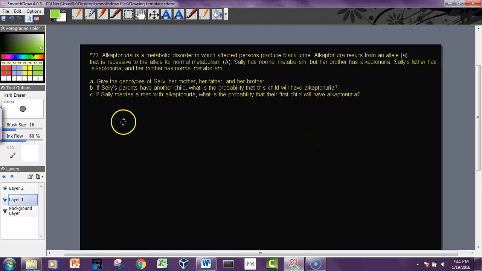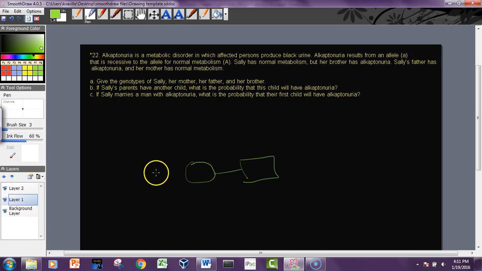Alkaptonuria is a metabolic disorder in which affected persons produce black urine. And so it's an enzyme. If you're defective with this enzyme, you get black urine. So alkaptonuria results from allele little a, so that's recessive to the normal big A. Sally has normal metabolism. So here's Sally. Normal metabolism.